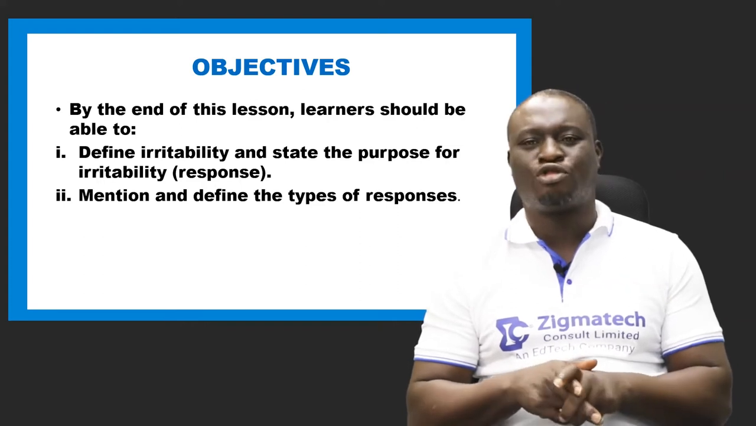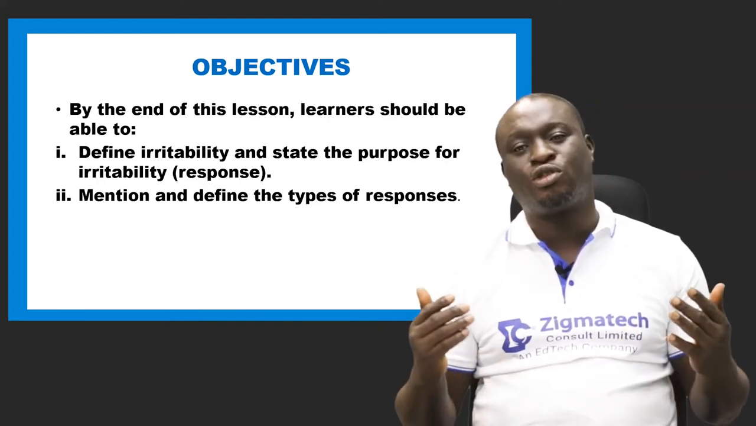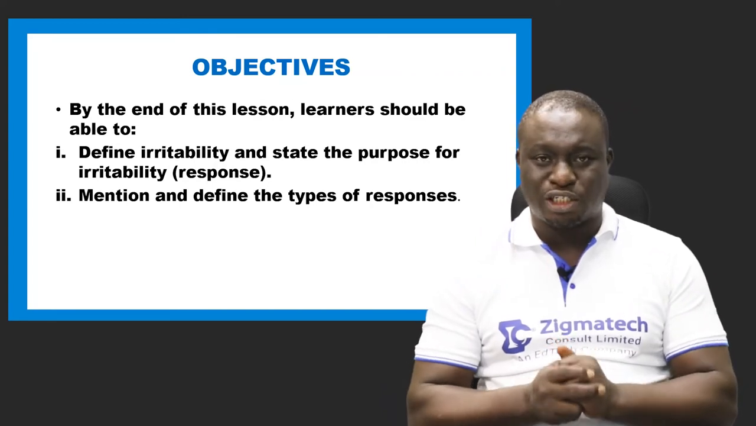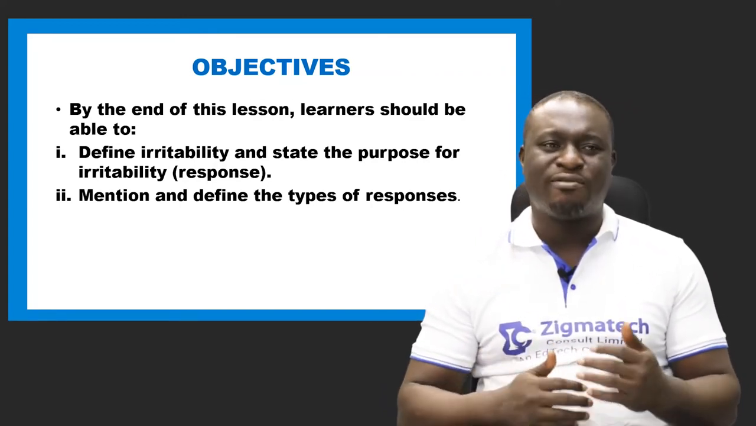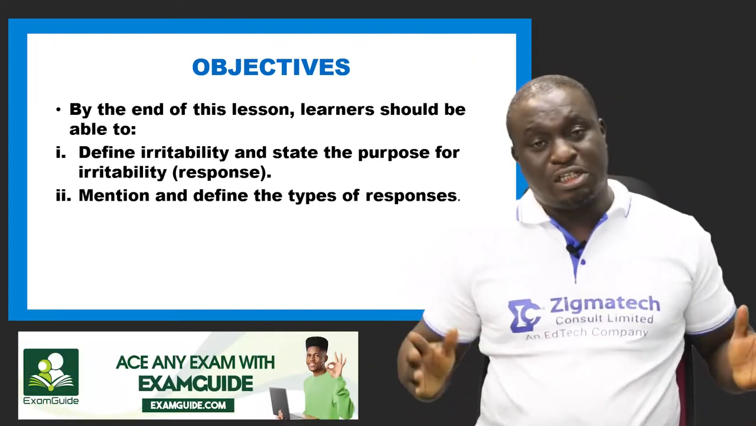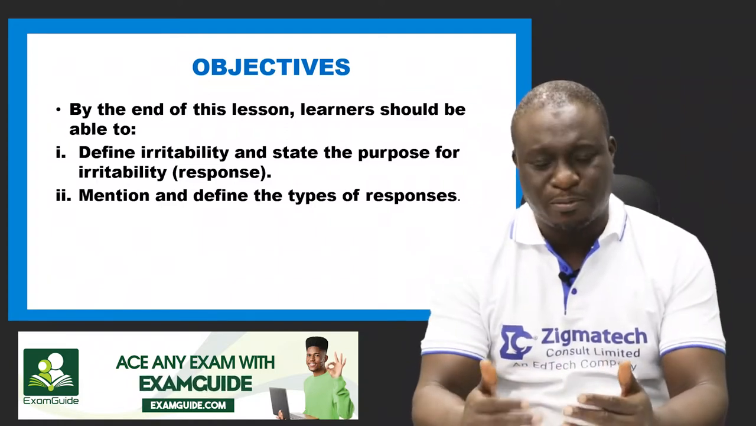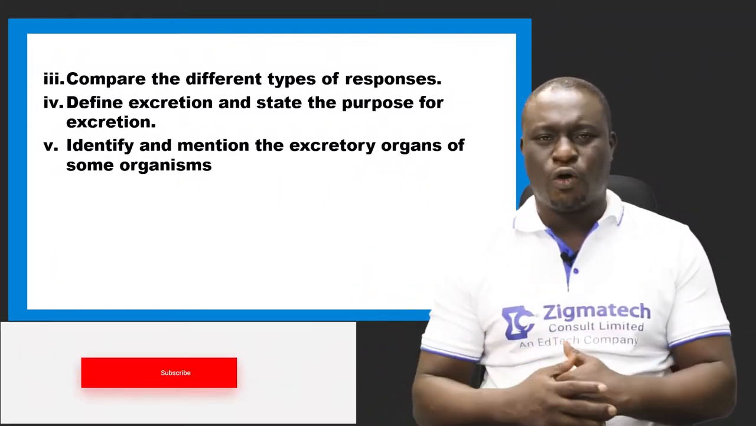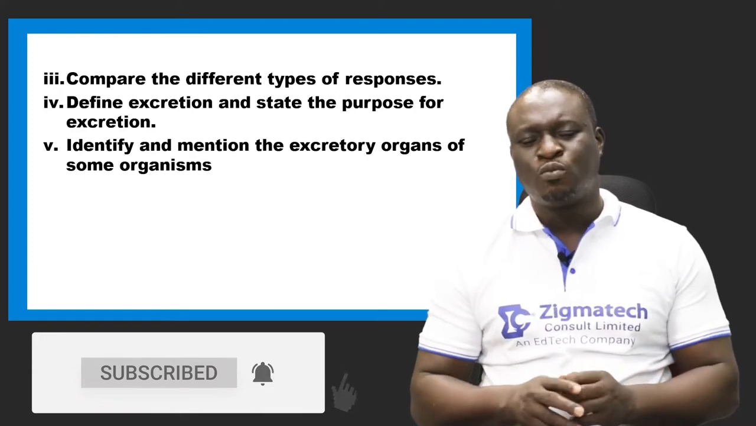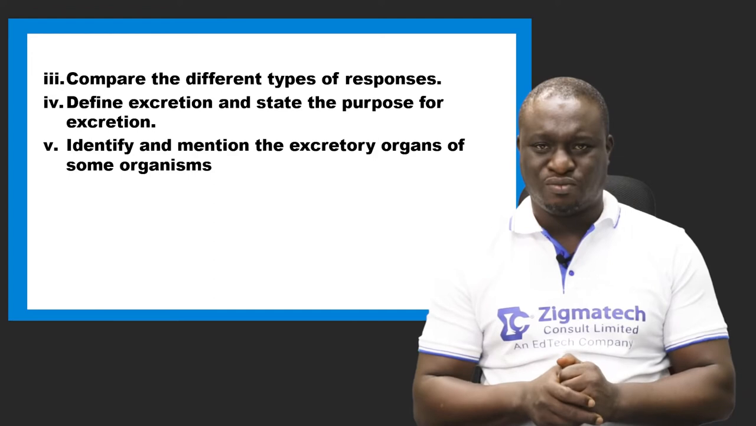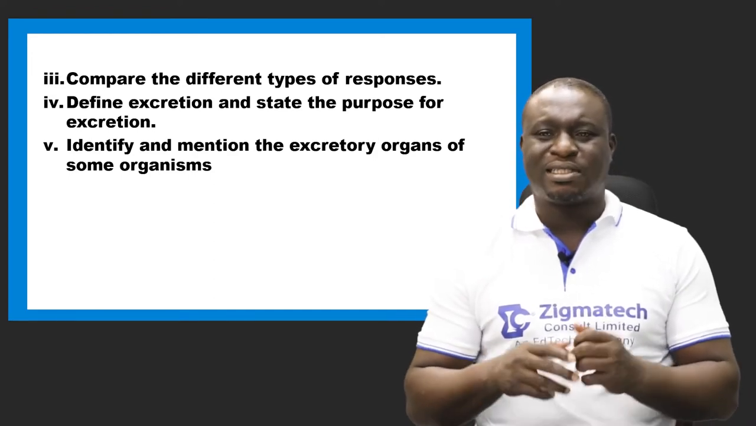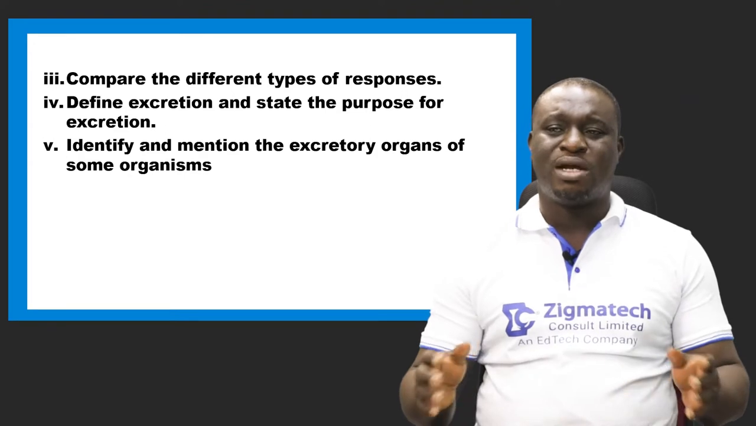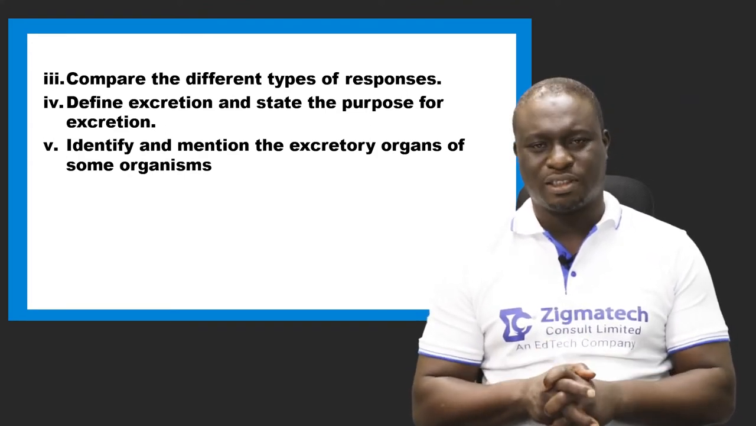Now, the first thing you should be able to do at the end of this class is to define what irritability is and also tell us the purpose for irritability or response. Number two, you should be able to mention and define the types of responses, or in some books they'll tell you it's movement, types of responses. And number three, you should be able to compare the different types of responses in living organisms. Number four, you should be able to define excretion and state the purpose for excretion. And then number five, you should be able to identify and mention excretory organs of some organisms.